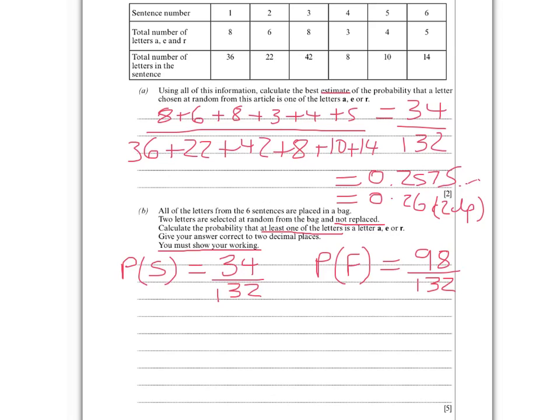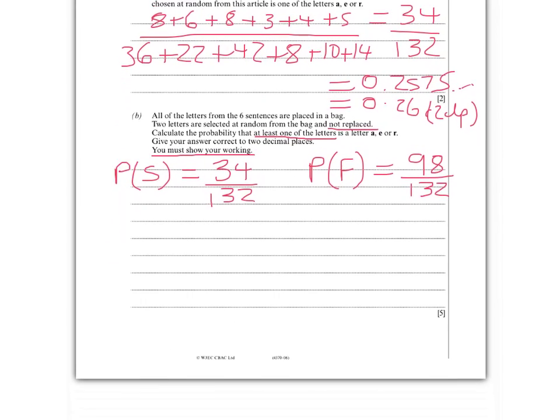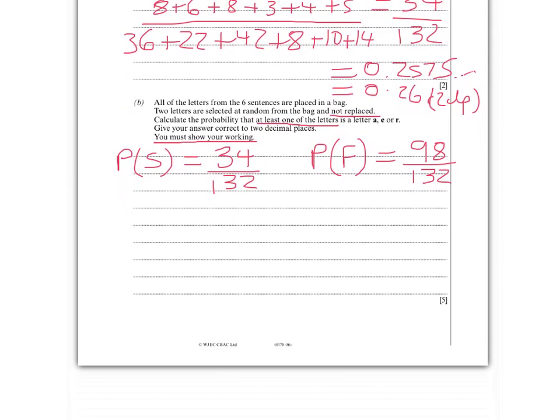Now, it says for us to calculate the probability that at least one of the letters is a letter A, E or R. So, there are 2 ways that we can do this. If we think about the different ways that we could pick a letter A, E or R, so at least one of those letters is an A, E or R, then we could have where we pick a letter A, E or R with our first choice and with our second choice.